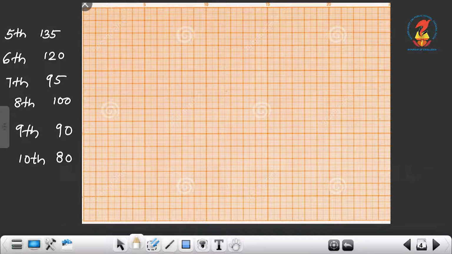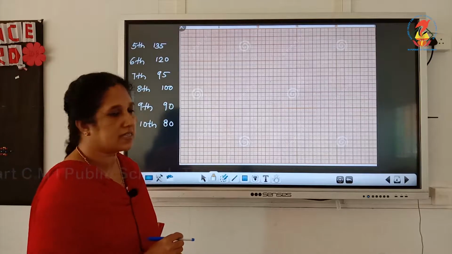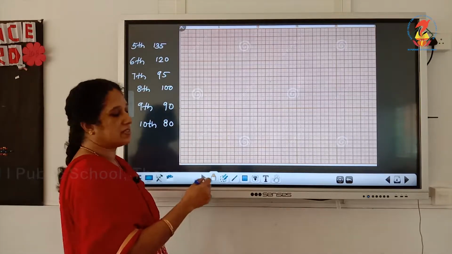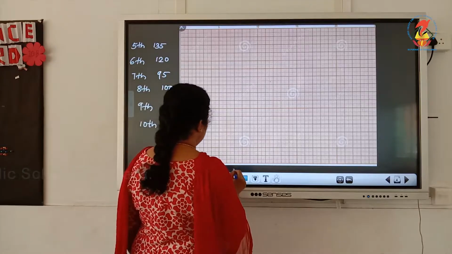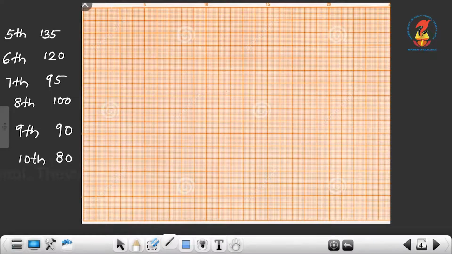First step, we have to draw the axis. The horizontal axis is known as the x-axis and the vertical axis is known as the y-axis. Now we will draw the axis.